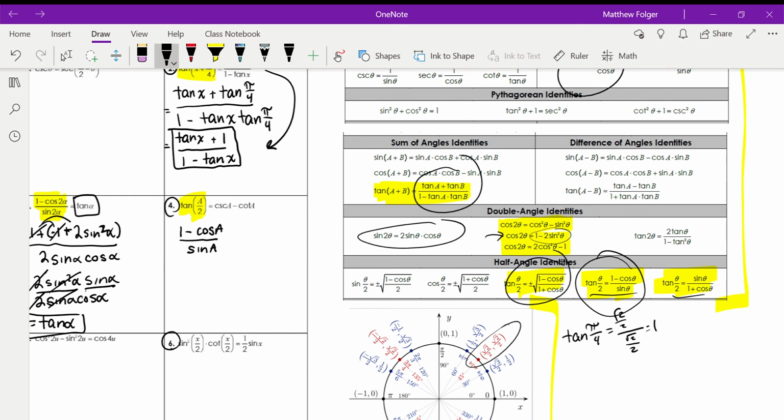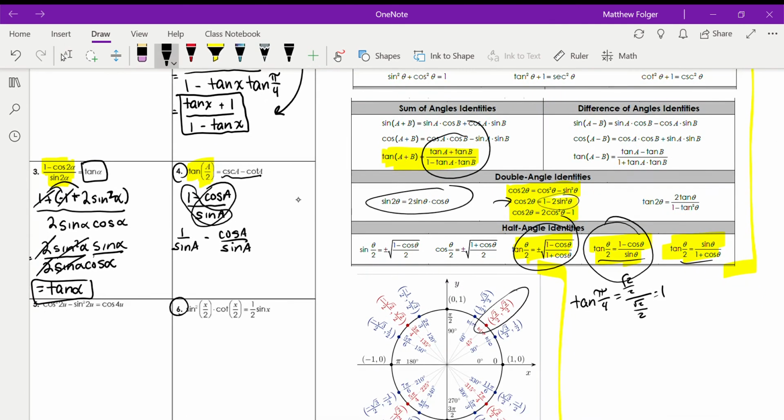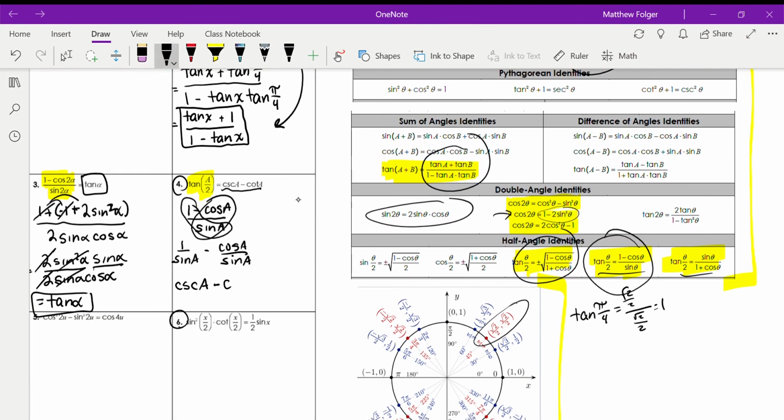Now, we want to make it look like this one. So what we can do is split it: 1 over sine A minus cos A over sine A. Well, what is 1 over sine A minus cos A over sine A? Well, 1 over sine A, we know the reciprocal of sine is cosecant. So this is cosecant A minus, and then what is cos A over sine A? Well, that's cotangent A, which is what we wanted here. So there's number 4.